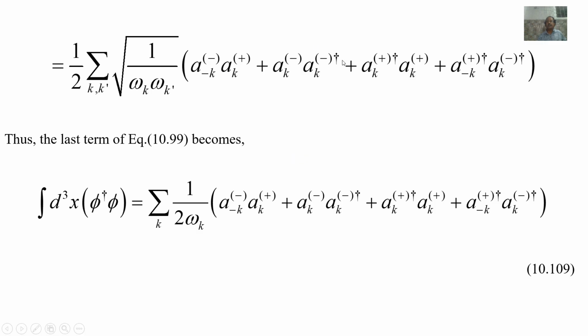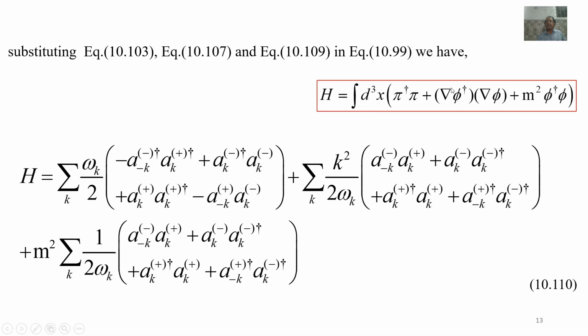So this is our last term, which is nothing but the integral d cube x of pi dagger pi, given by this expression 10.109. So now we have derived all the three terms in equation 10.99, which is nothing but the modified Klein-Gordon relativistic equation.